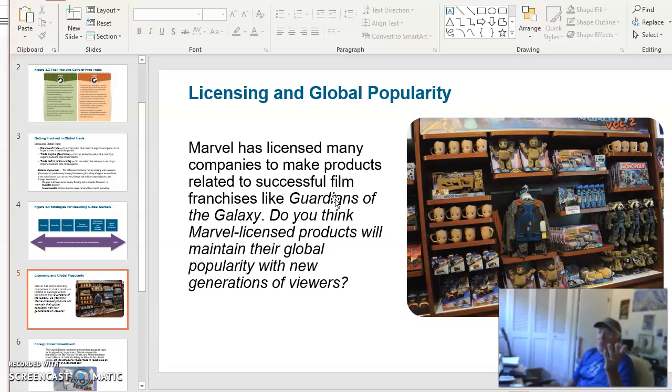So, licensing and global popularity, yes. Some of America's greatest exports are brands and movies and Disney and Pixar and Guardians of the Galaxy and things like that. Those are actual licenses that are very profitable. Of course, building a brand like that takes a lot. We'll talk about that in marketing later on. And once you've built an international brand, you are very valuable. It's worth a lot.